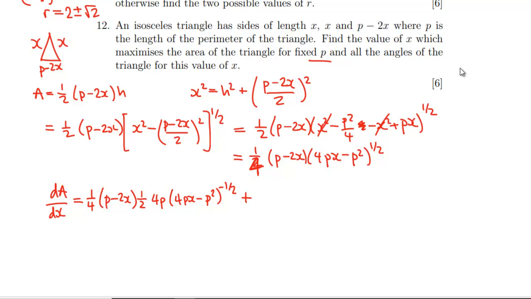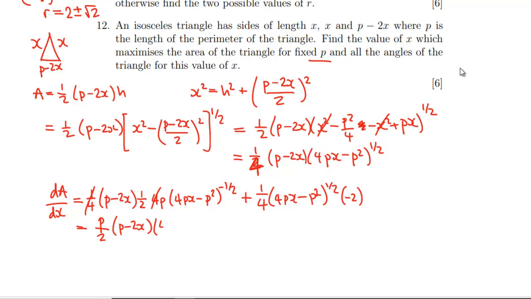And then we need to add on, so we leave the quarter, leave the other one, 4px minus p squared to the half, and then differentiate that one, which is going to give us a minus 2 on that. So multiplied by minus 2. Right, so that's our dA dx. We've got some things we need to try and figure out in all of this. So that's going to cancel with that. And we've now got p over 2, p minus 2x.